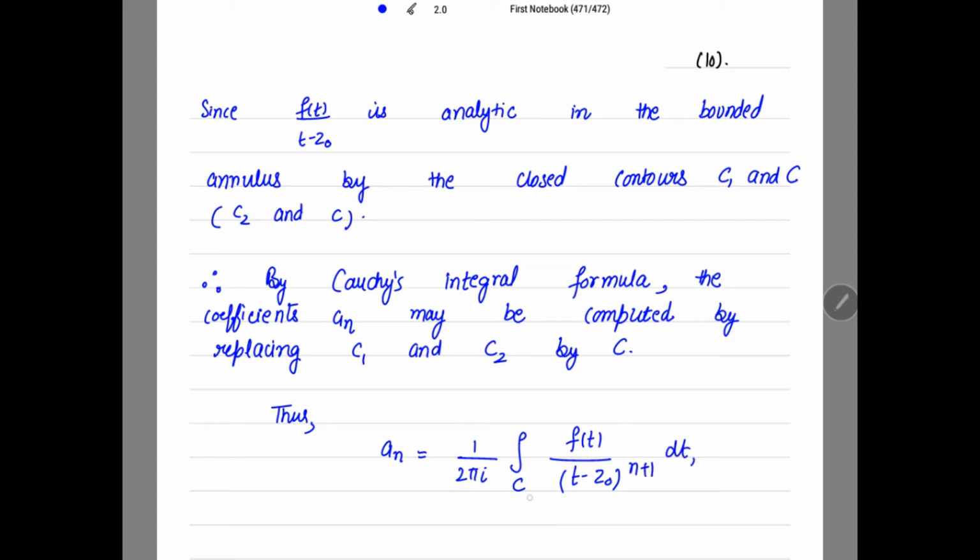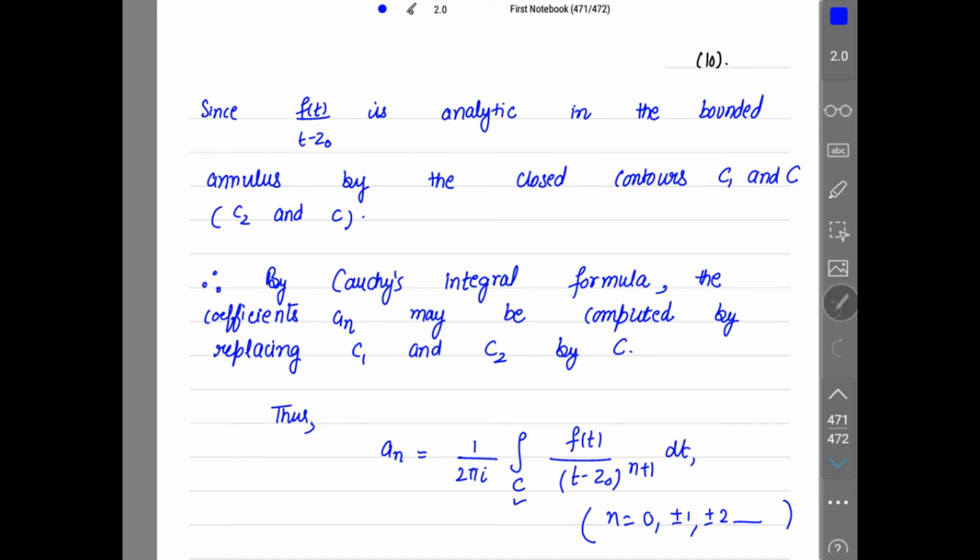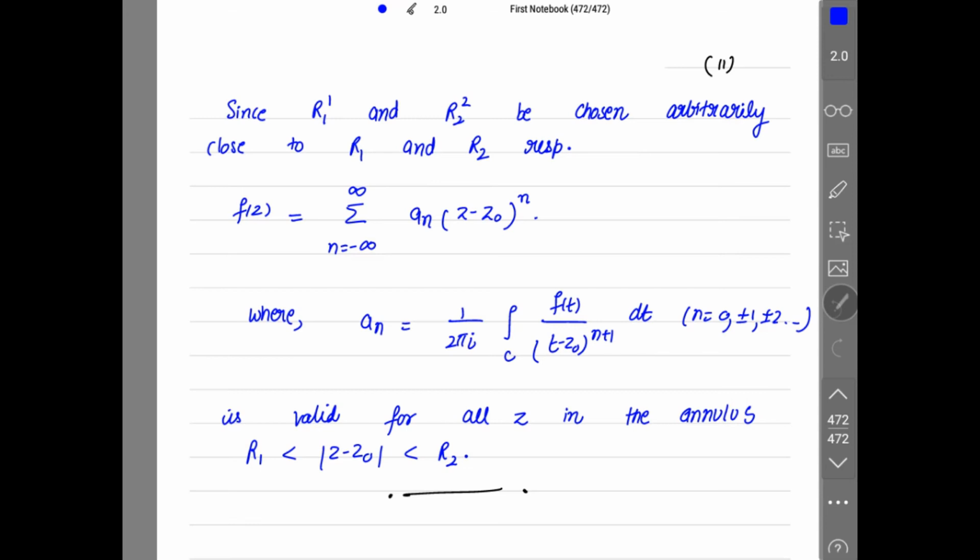So this is f of t over (t minus z0) to the power n plus 1 dt. Now I can write for this n starting from 0, plus minus 1, plus minus 2 and so on, because now the contour is C, right? So the values of n are positive, negative and 0 also. Again, since r1 dash and r2 dash are chosen arbitrarily close to r1 and r2, these are chosen very near to r1 and r2 respectively.